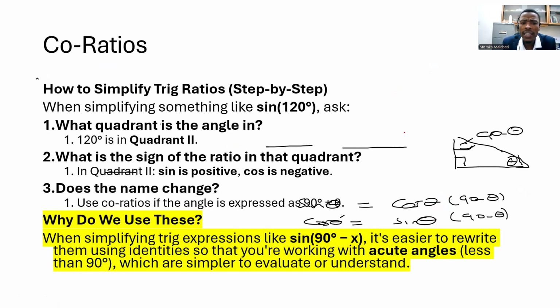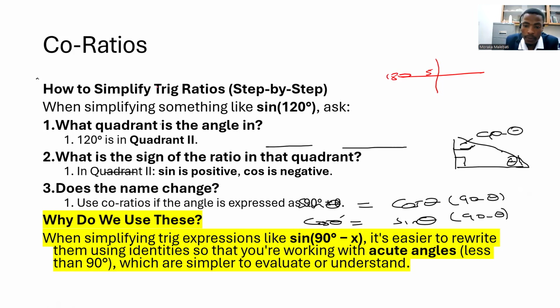So how to simplify trig ratios step by step. When simplifying, with something like sine 120, ask yourself what quadrant that is. We know 120 will be in the second quadrant. What is the sign of the ratio in the quadrant? In the second quadrant, sine is positive and cos is negative. Use co-ratios if the angle is expressed as 90 plus or minus an angle.